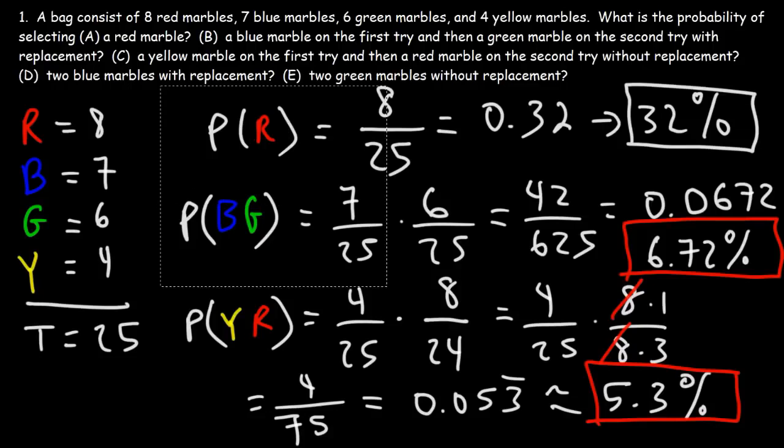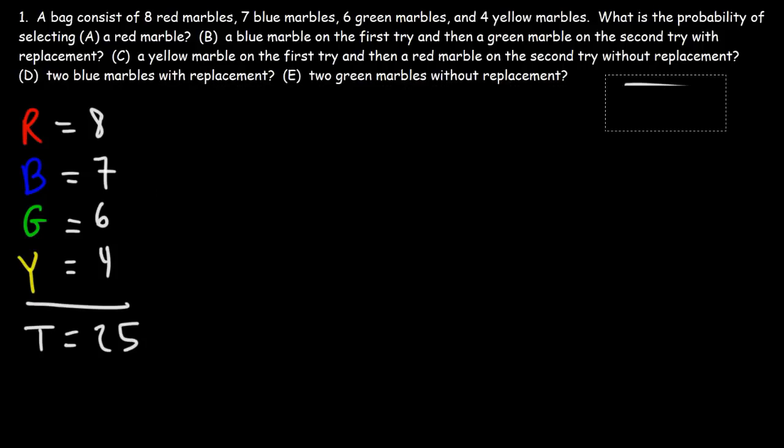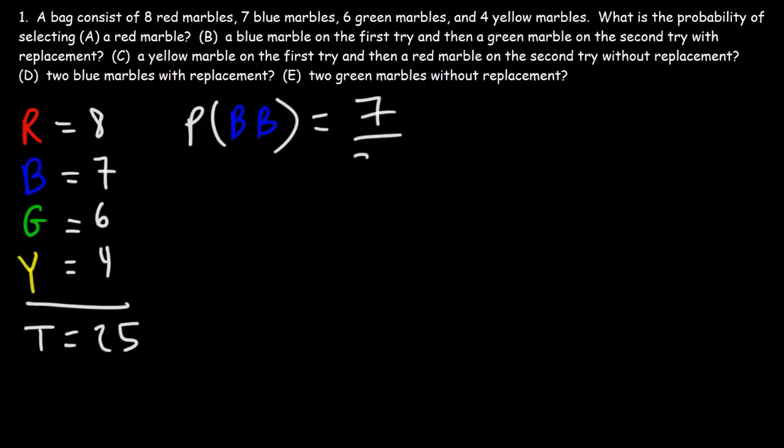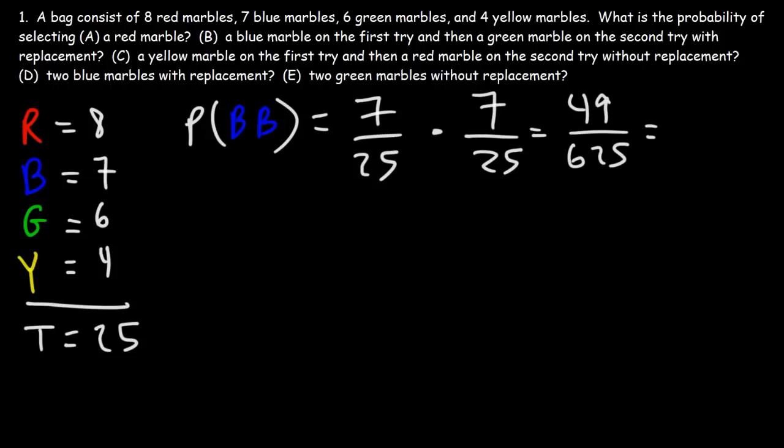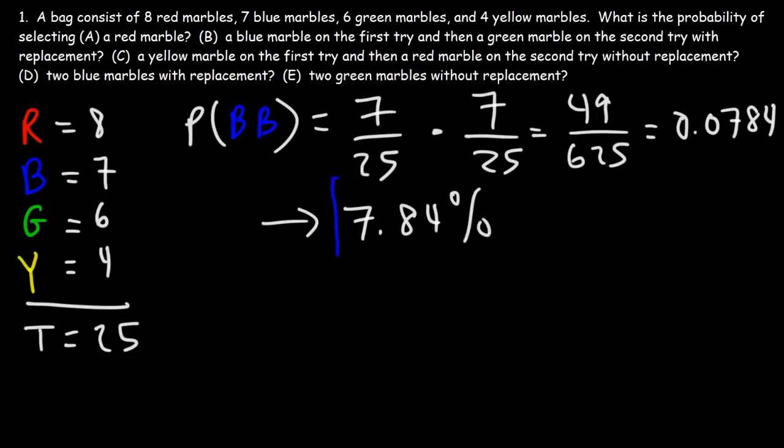Now let's move on to part D. What is the probability of selecting 2 blue marbles with replacement? So is this going to be dependent events or independent events? Since it's with replacement, we're dealing with independent events. So the probability of getting the first blue marble is 7 out of 25. Now we're going to put that blue marble back in. So we're still going to have a total of 25 marbles, and there's still going to be 7 blue marbles. So on the second try, the probability will not change. 7 times 7 is 49. 25 times 25 is 625. So this is equal to 0.0784. So there's a 7.84% chance of selecting 2 blue marbles with replacement.